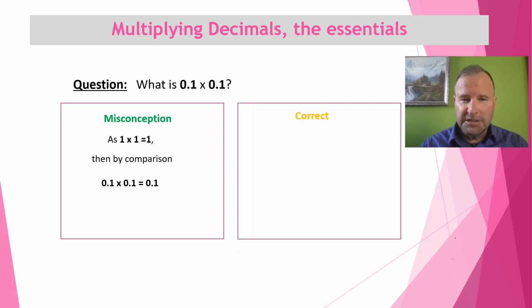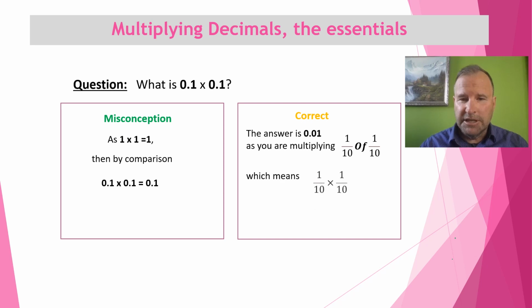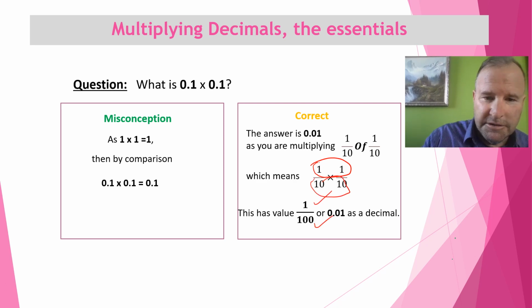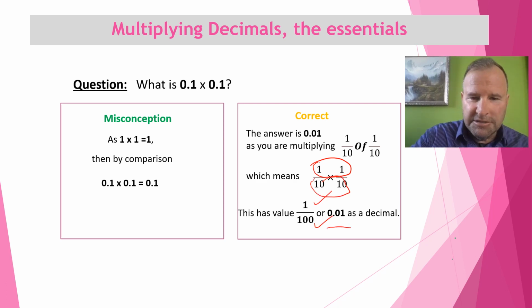But the correct reasoning here on the right in this square is that the answer is actually 0.01, as you are multiplying 1/10 of 1/10, which means 1/10 times 1/10. And here, when we have a look at multiplying, we multiply the numerators, which gives 1, and then we multiply the denominators, which gives 100. And that is the same as saying 0.01. We'll go into more detail in the following slides.